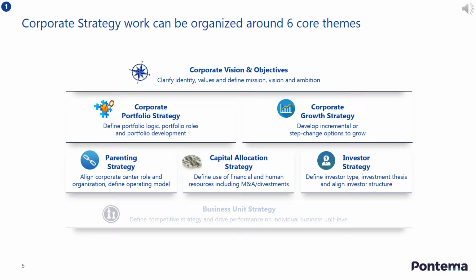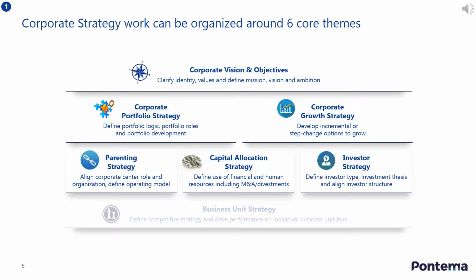Corporate strategy work can be organized around 6 core themes, each of which may be a higher priority than others at any point in time, depending on what has triggered a corporate strategy review. These themes form the basis of our corporate strategy framework, which will be referred to during the remainder of this lesson. Firstly, the corporate vision and objectives element clarifies the organization's identity and values, and then defines its mission, vision, and overall ambition. Secondly, the corporate portfolio strategy defines the organization's business unit portfolio logic, portfolio roles, and how the portfolio will develop over time.